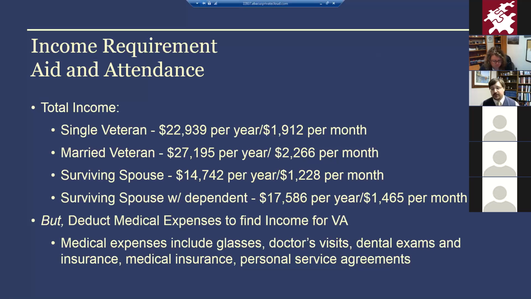The one that you're probably going to see the most if you're working in a nursing home setting is the aid and attendance benefit. Again, there's an income requirement, and there's also going to be a disability requirement that is different than the low income pension requirement and the housebound requirement. So for aid and attendance for a single veteran, $22,939 per year, et cetera, et cetera. Again, all of these numbers change on a yearly basis.